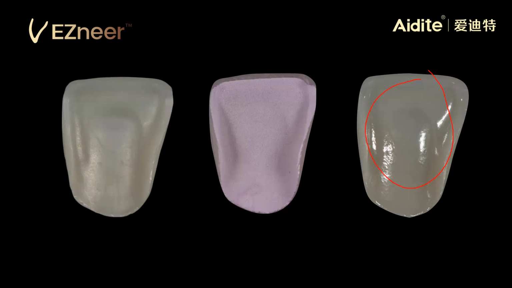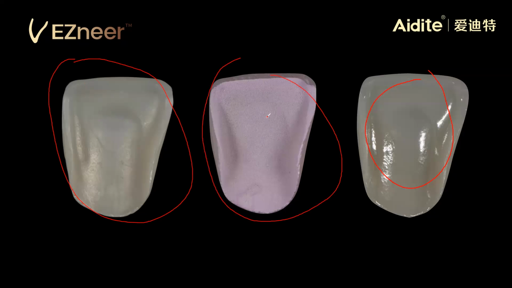And this is different. The first picture is the zirconia surface, and next is after spraying but not sintering, and finally after sintering. We can see the bonding surface is different. This part is not shining, and this part becomes shining.